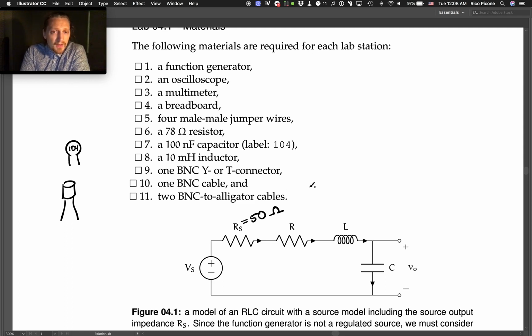Two BNC cables that have the alligator adapters on the end. Some of them have them built into the cable. Others of them have a separate adapter on the end for alligator clips. And so have two of those.